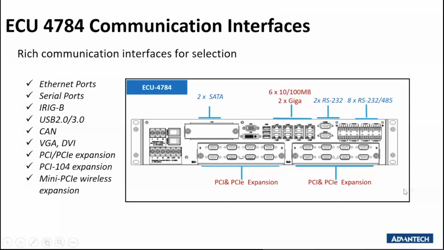Okay, for our ECU series, we're having a very rich communication interface for selections. Yeah, as you can see in these diagrams, by default, we're having 2 RS-232 ports and 8 RS-232 or 485 ports. And we also have 8 LAN ports and 2 SATA slots. And also we do have 2 PCI or PCIe slots. So what can we have for this PCIe or PCI slot?